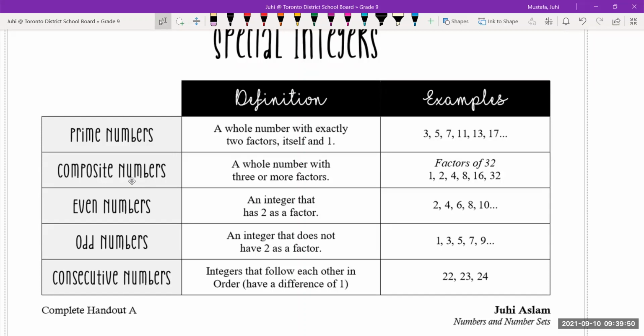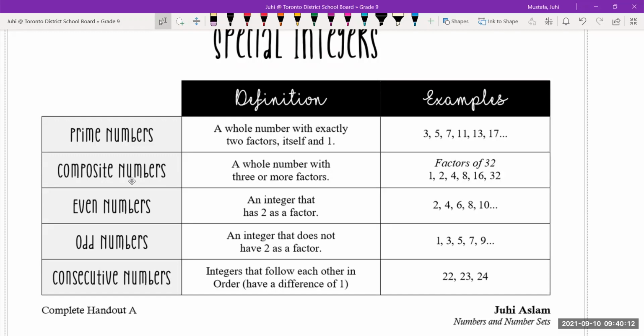Consecutive numbers, that's just a fancy way of saying, tell me 3 numbers in a row, and you would say 60, 61, 62. Tell me 4 numbers in a row that are over 100, you would say 105, 106, 107, 108. So consecutive numbers are just numbers that are back to back to back. They have a difference of 1. So I started with the 3 that I know you're familiar with.